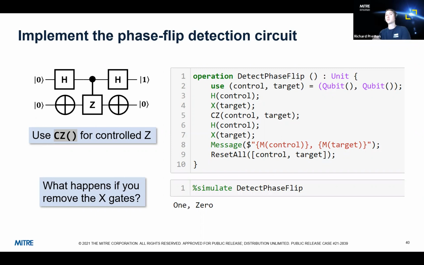The phase only matters when you have superposition, which is why we set up this before and after H. The H puts the qubit into superposition. The control Z flips the sign of one term of the superposition. And then we use the H gate again to bring it back out of superposition, and we can detect whether a phase slip occurred.